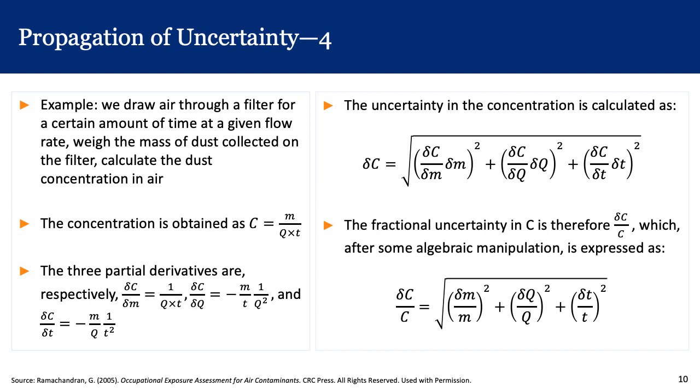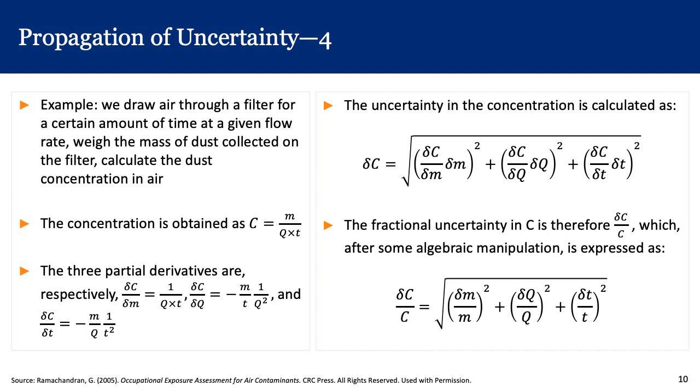The uncertainty in the concentration is therefore calculated by using the equation we had in the previous slide. So delta C, the uncertainty in concentration, is the square root of (delta C over delta M times delta M) squared plus (delta C over delta Q times delta Q) squared plus (delta C over delta T times delta T) squared. And we can then divide both sides by concentration, C, and it will give us the fractional uncertainty in C, which is delta C divided by C.